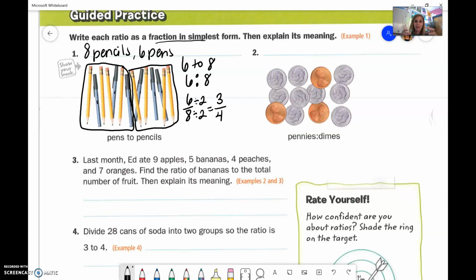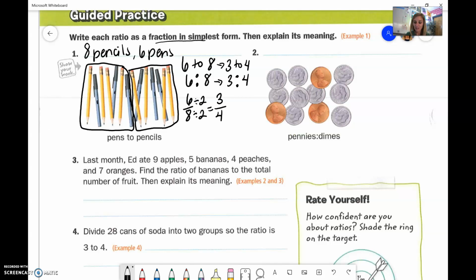But when we simplified it, we said that it was a 3 to 4 ratio, meaning that for every 3 pens, there was 4 pencils. So now we can go back and rewrite these correctly. 3 to 4 and 3 semicolon 4. Cool, right? I know, I love math.